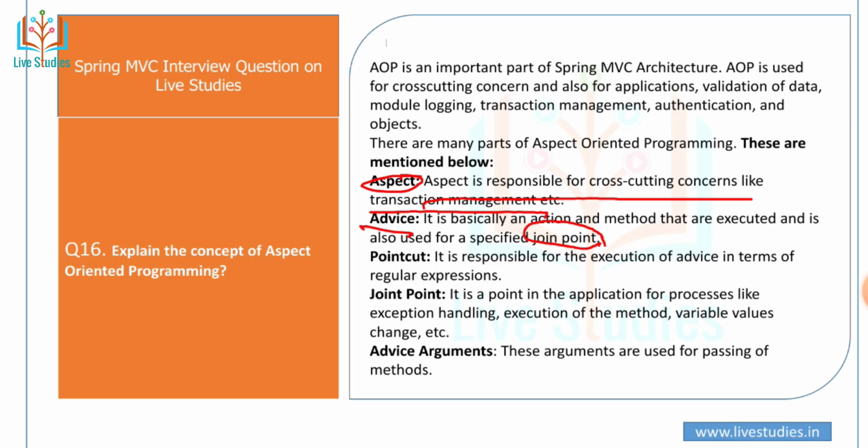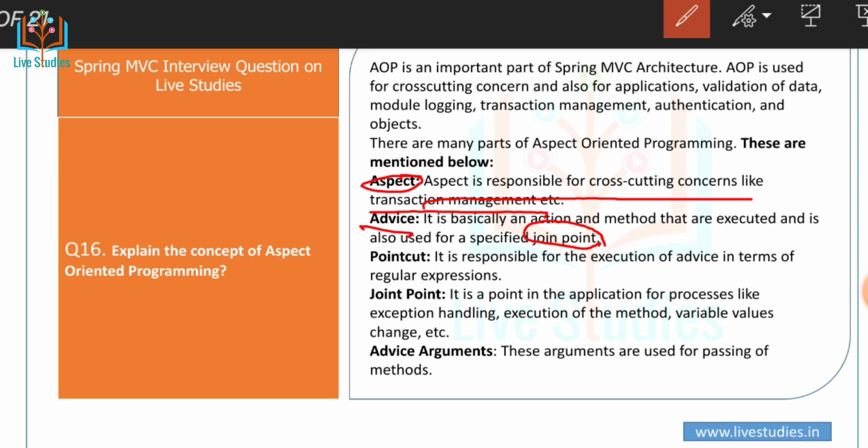Pointcut is responsible for the execution of advice in terms of regular expressions. Join point is a point in the application process, like exception handling, execution of a method, variable value change, etc. It's the most important question, the join point. It is a point in the application process like exception handling, execution of a method, and variable value change.